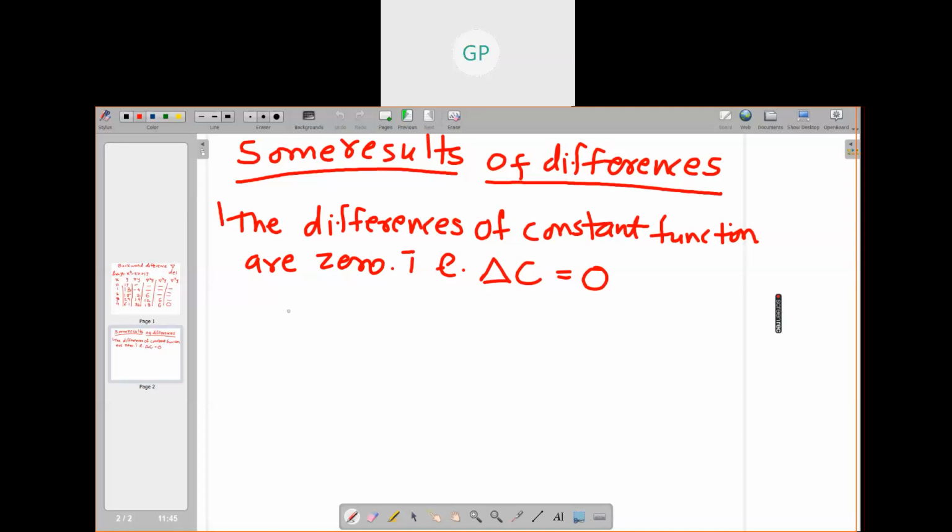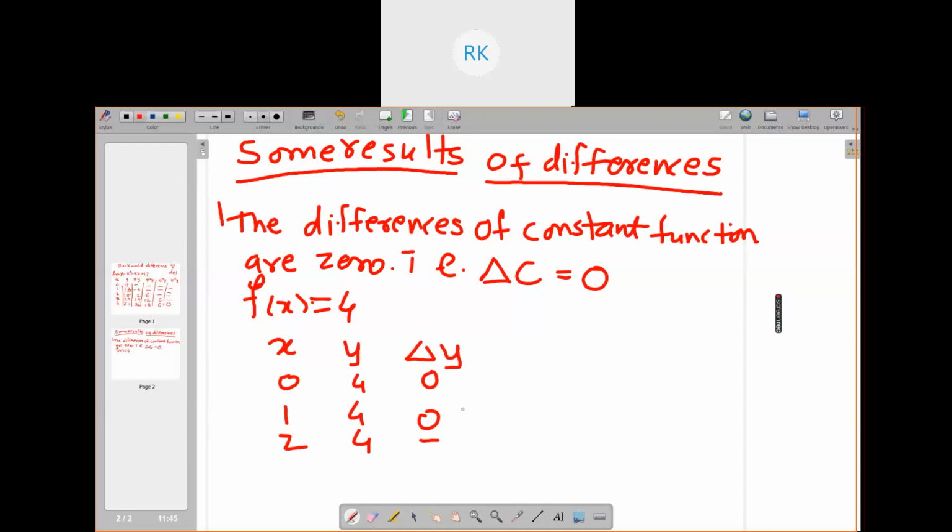Suppose your function is f of x equal to 4, y is equal to 4, that is the line parallel to the x axis. Take any value of x, x is 0, 1, 2 suppose, and y is 4, 4, 4. So what delta is going to be? Tell me, what is delta in this case? 0. This is the meaning. Are you getting it? The differences of a constant function are 0.